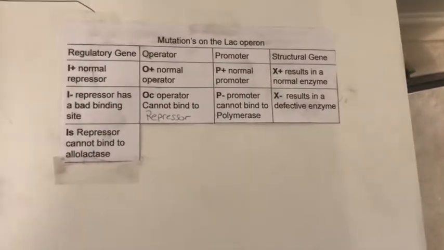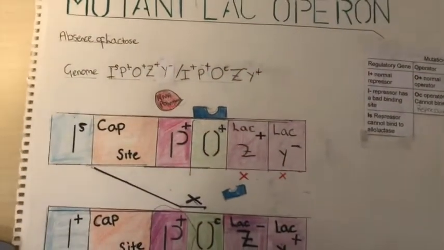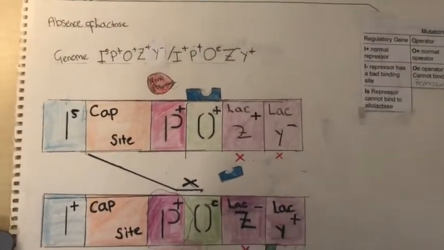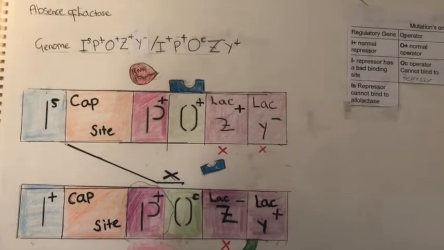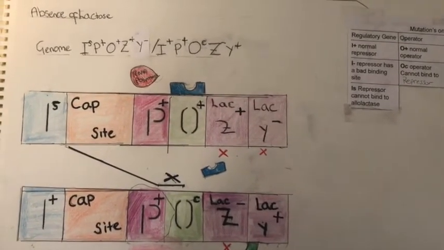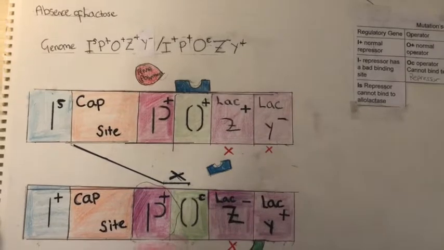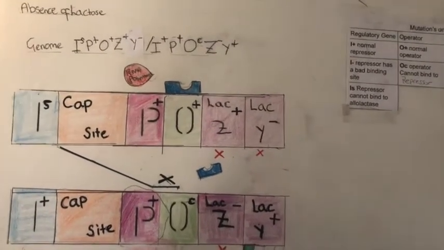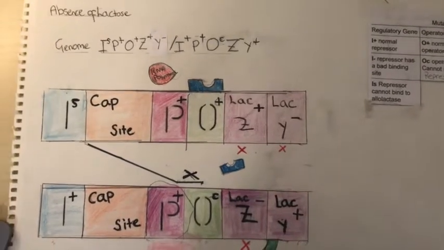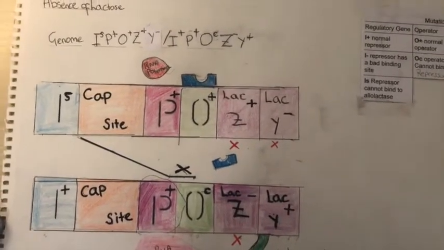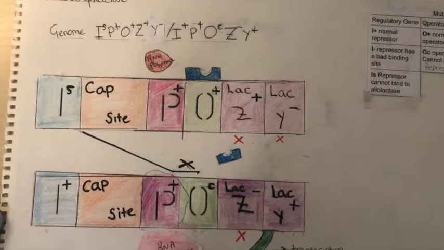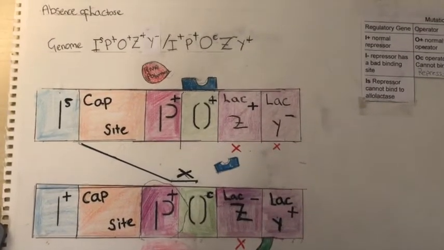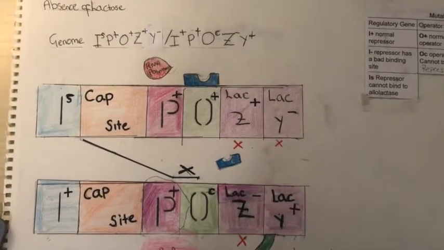Let's talk about a couple in the example to the left. As you can see here, we're in the absence of lactose, and our genome has some mutations from a wild strand, as it has a super repressor. That means it cannot bind to allolactose. A structural mutation means it results in a defective enzyme. A constitutive operator means it cannot bind to a repressor. And there is another defective enzyme.